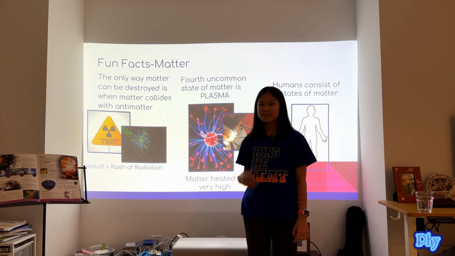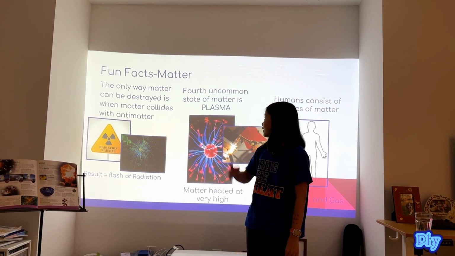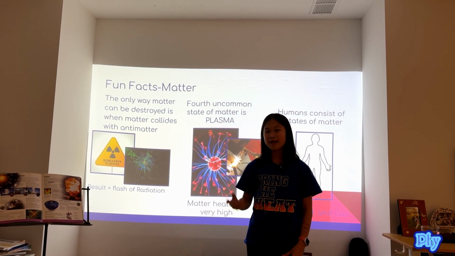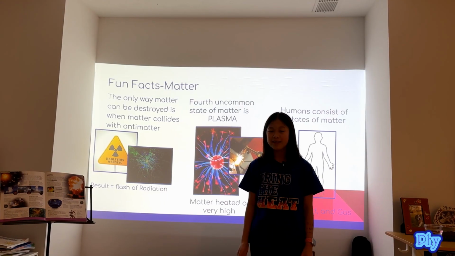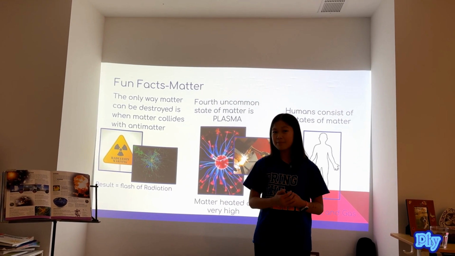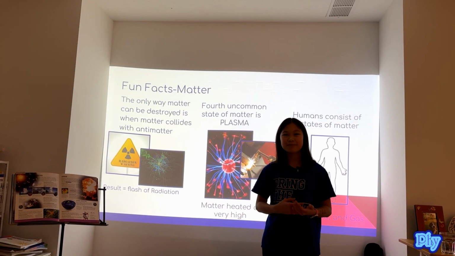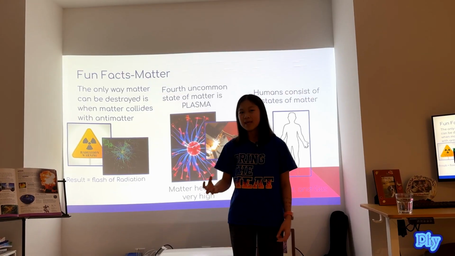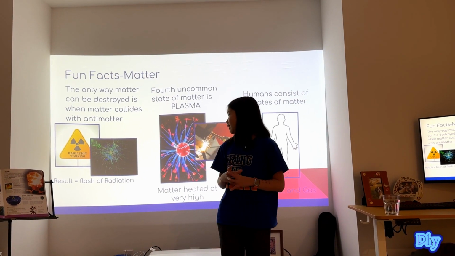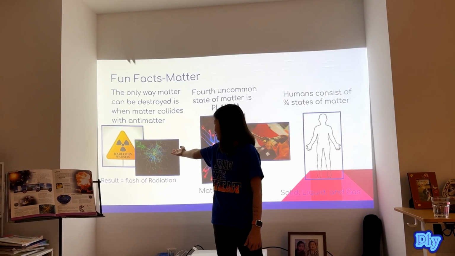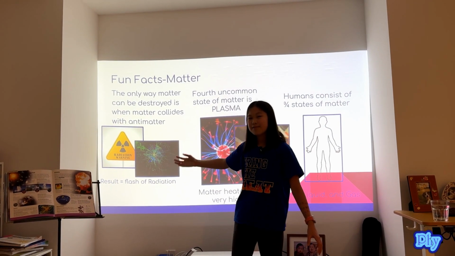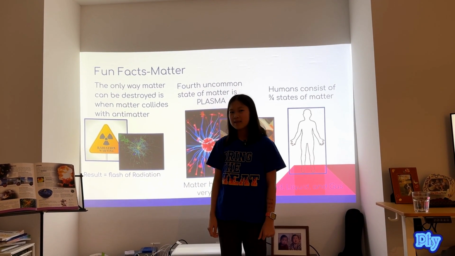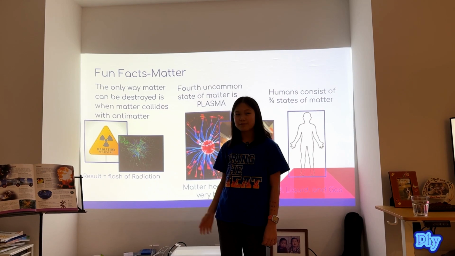There are fun facts about matter. For example, the only way matter can be destroyed is when matter collides with antimatter. Heat is an example of antimatter because we are not able to touch it. So when it collides with something of matter like atoms, it will create a big explosion. From the very center of the impact, it spreads out because it self-destructs. And this, in other words, is called radiation.